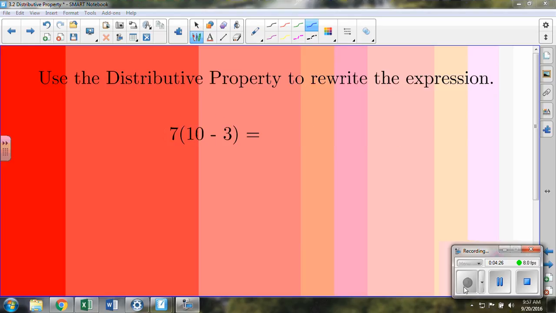And as I mentioned, this works with subtraction also. It doesn't matter that they're subtracting here. We can still take the outside number of 7, multiply by the first part, 7 times 10, 7 times 3, and we're done. We have rewritten it.